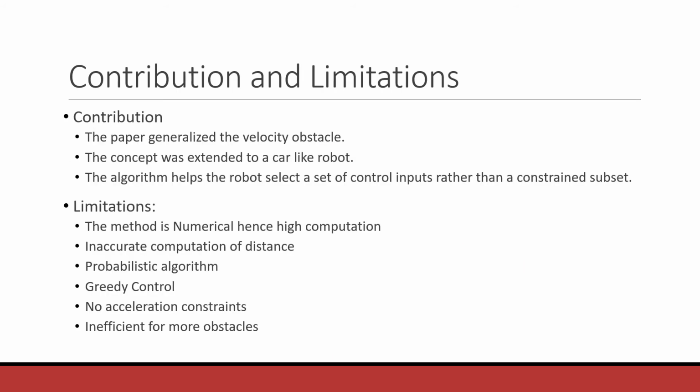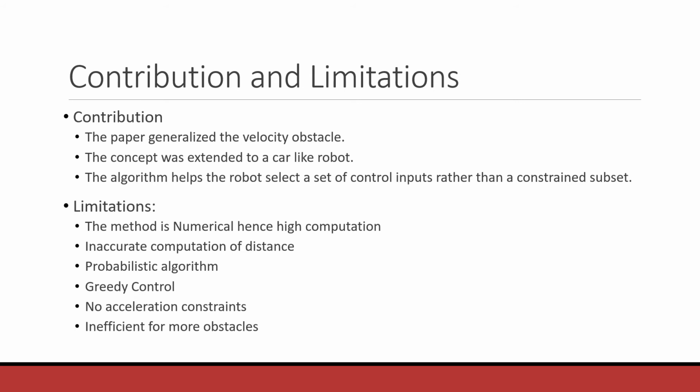This paper immensely contributes in generalizing the velocity obstacle and in applying this concept to a car-like robot. It also allows a wide range of inputs to choose from. However, the questions are as follows. It uses a numerical means to calculate the minimum distance. Therefore, it's a probabilistic algorithm. Hence, the solution may not be found. Also, there is some inaccuracy in the computation of distance, hence a small buffer is necessary.